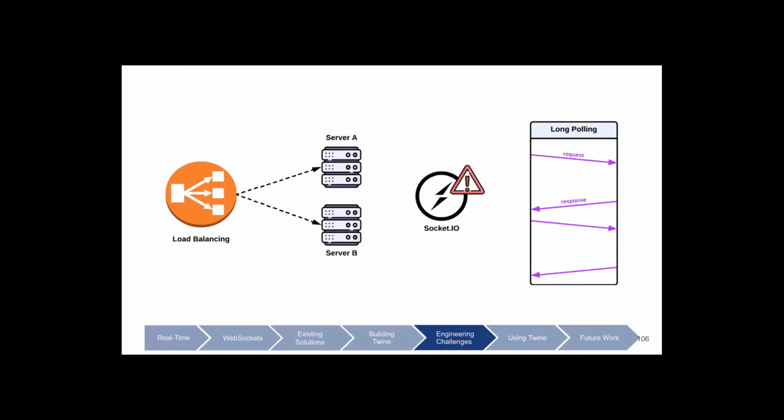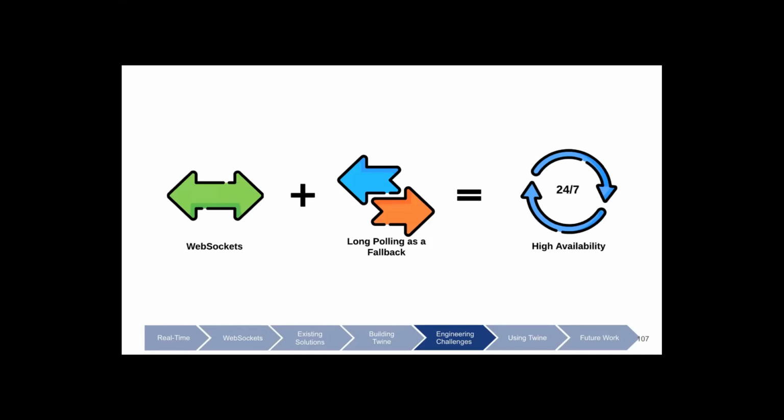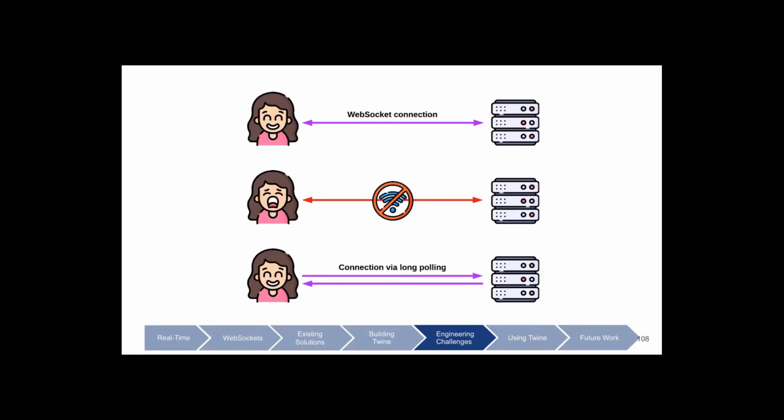What do you mean long polling as a fallback? I thought Twine was only about WebSockets. Although our primary connection is WebSockets, we can increase the availability of an application by adding a secondary connection type, a fallback. Here, that's long polling.